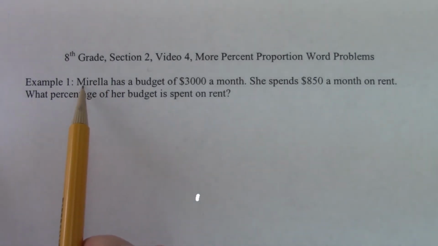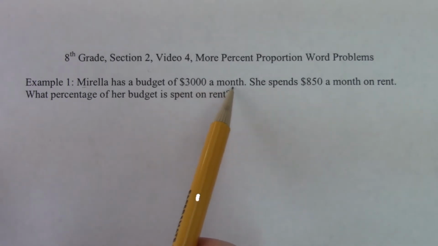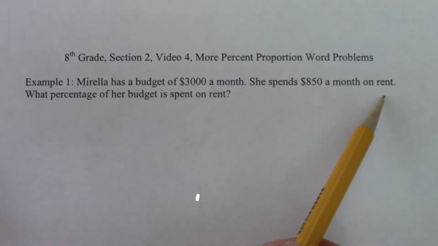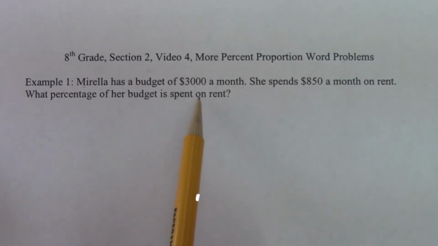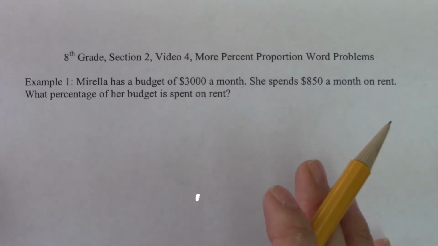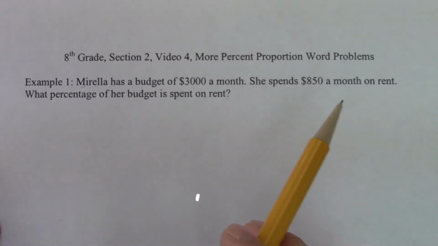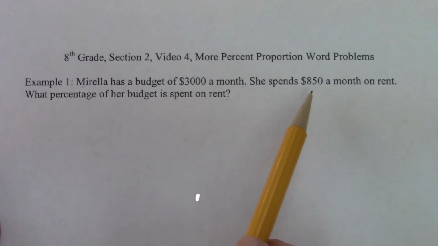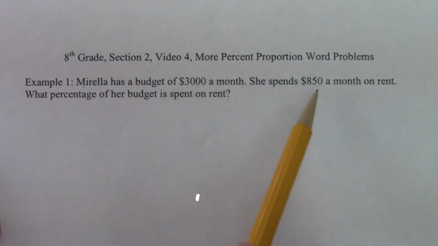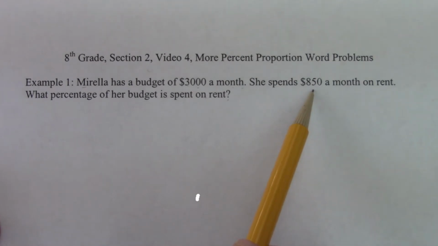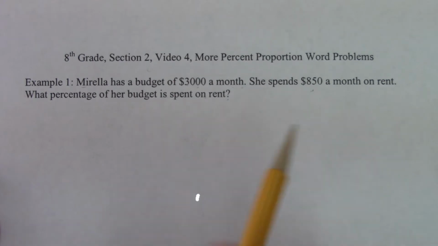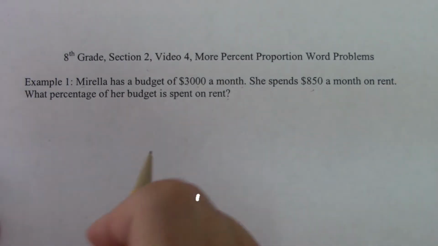So example 1 says, Maria has a budget of $3,000 a month. She spends $850 a month on rent. What percentage of her budget is spent on rent? This is just like the committee activity we did the other day. You're trying to figure out what percent of 3,000 is 850. In other words, 850 is what percent of 3,000? That's the proportion you're trying to solve for.